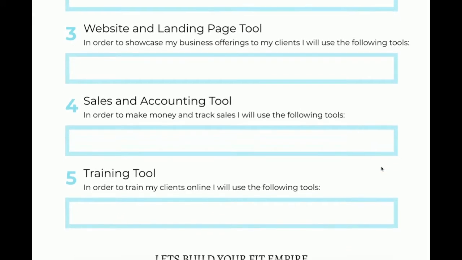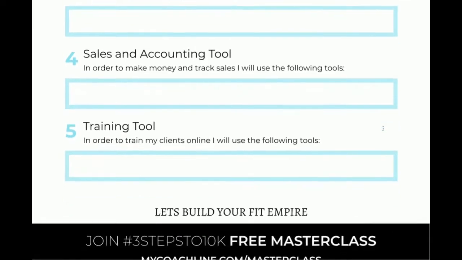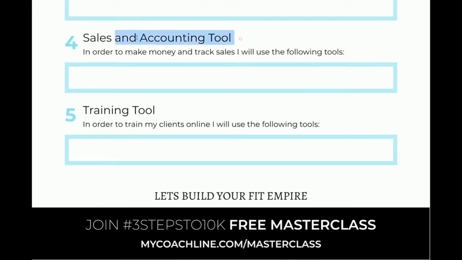The third tool we're going to discuss is a website and landing page tool. You're going to need this in order to showcase your business offerings to your clients. We all know what a website is, and a landing page, I'll get into what that is, but it's essentially a page that people land on after clicking on maybe an ad or something. Number 4, the 4th tool we're going to need is your sales and accounting tool.